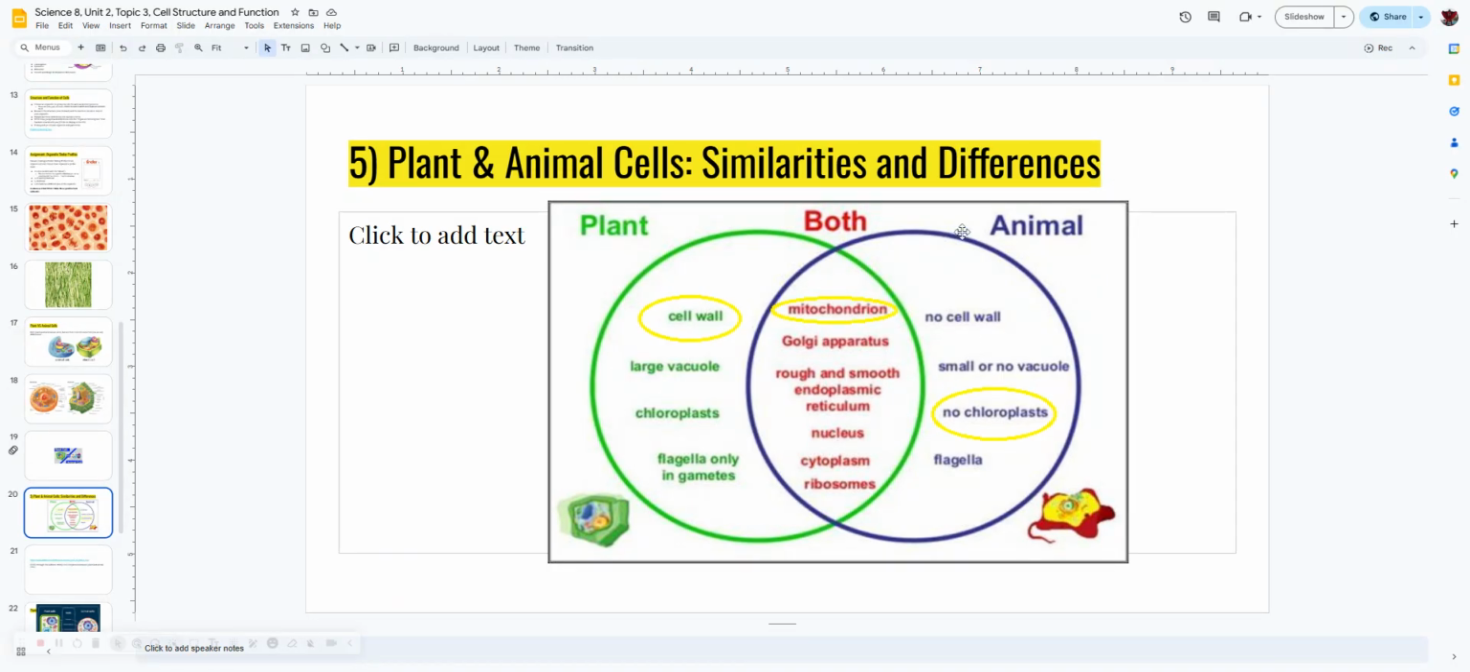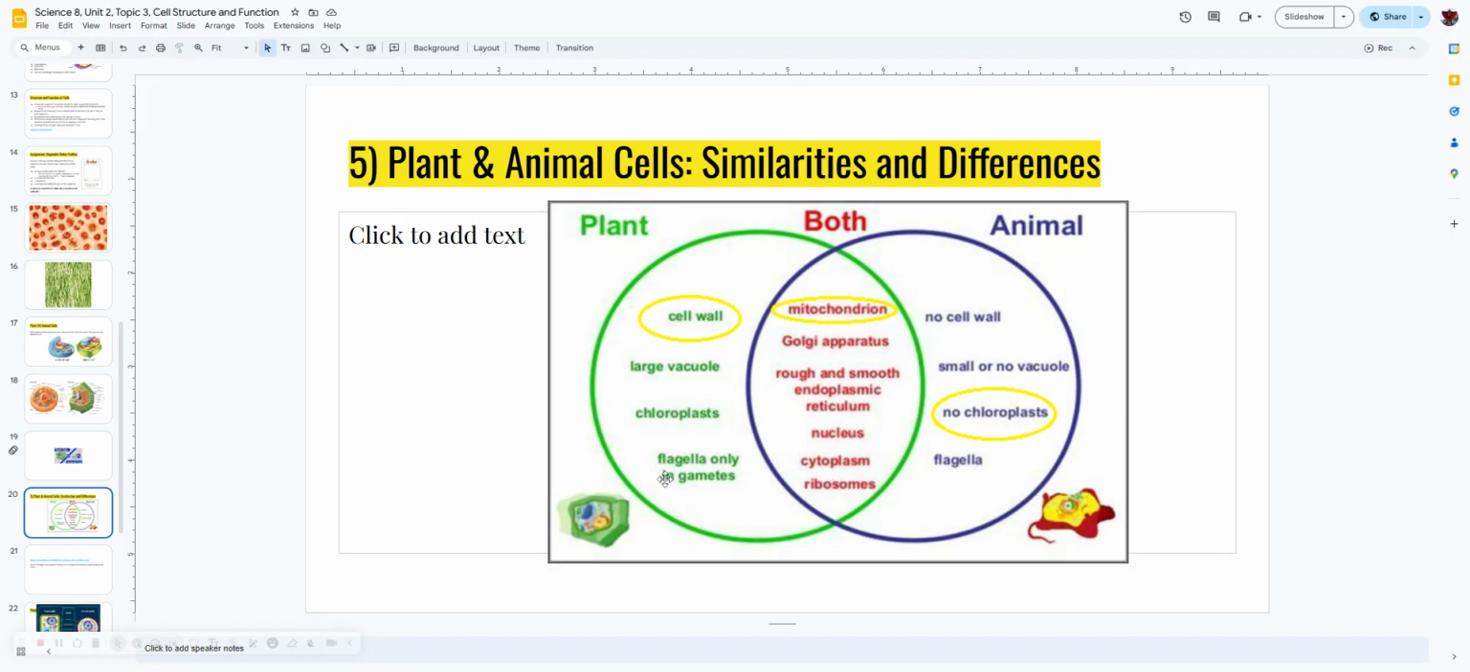Okay, so we can see that animal cells and plant cells have in common, they both have mitochondria. Mitochondrion is the singular version of it. Mitochondria is plural. They both have a Golgi apparatus. They both have a rough and smooth endoplasmic reticulum. They both have a nucleus. They both have cytoplasm, and they both have ribosomes.